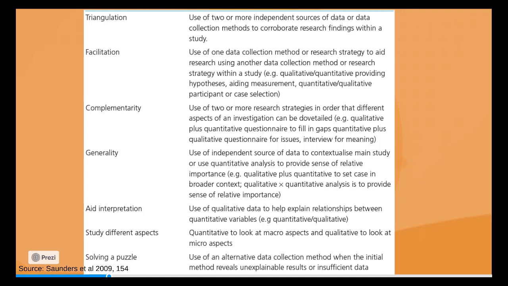So these two methods are used in the same study, but they answer different research questions or focus on different aspects of the research. Okay, so that was mixed methods, but there's another, maybe lesser known, multi-method approach called a mixed model approach, where quantitative data is qualitatively interpreted or qualitative data is quantified in some way.